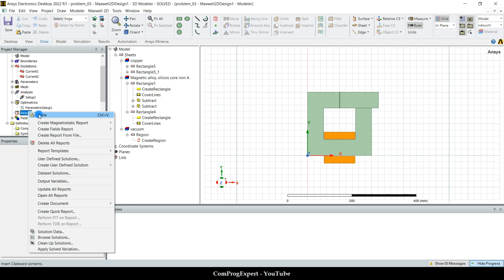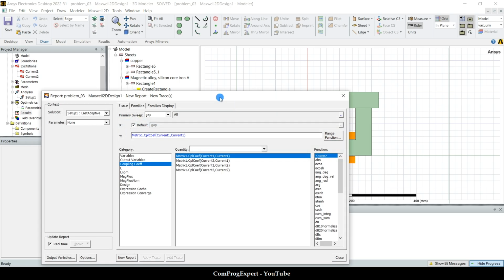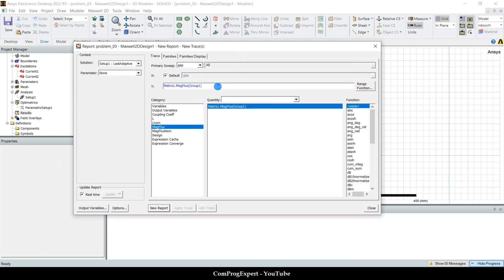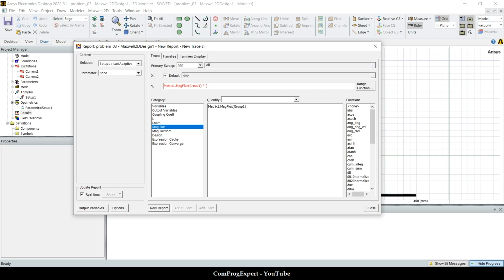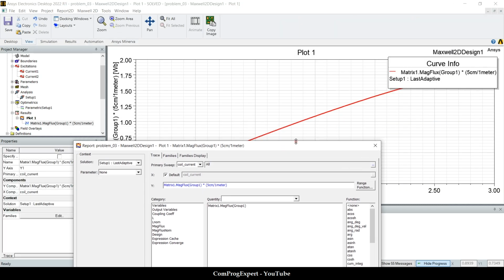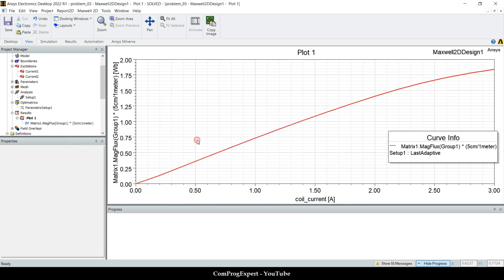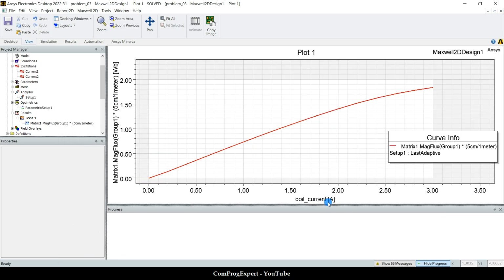Okay, simulation completed, and from here, mag flux, you know that we need to multiply this by the stack length. The stack length in this problem is 5 centimeter also. Here I multiply this by 5 centimeters divided by 1 meter. That's all. The primary sweep is the coil current. And here we have this flux linkage versus current for this object.